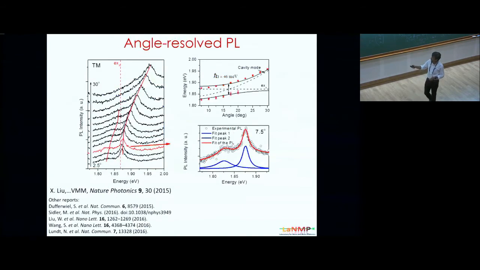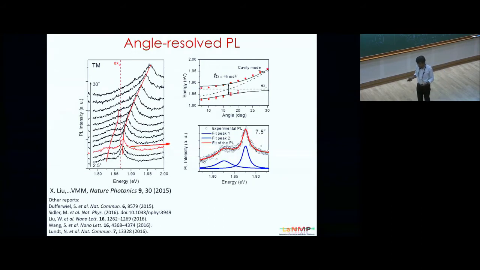We also showed this in photoluminescence, where we see this anti-crossing behavior with a similar Rabi splitting of about 46 milli-electron volt. Now there's been a whole set of other people who have shown strong coupling at room temperature and at low temperature from these materials. I don't have to go into the details of all the work, but everyone sees strong coupling. At low temperature, the data looks much cleaner, obviously because the line widths are much narrower.